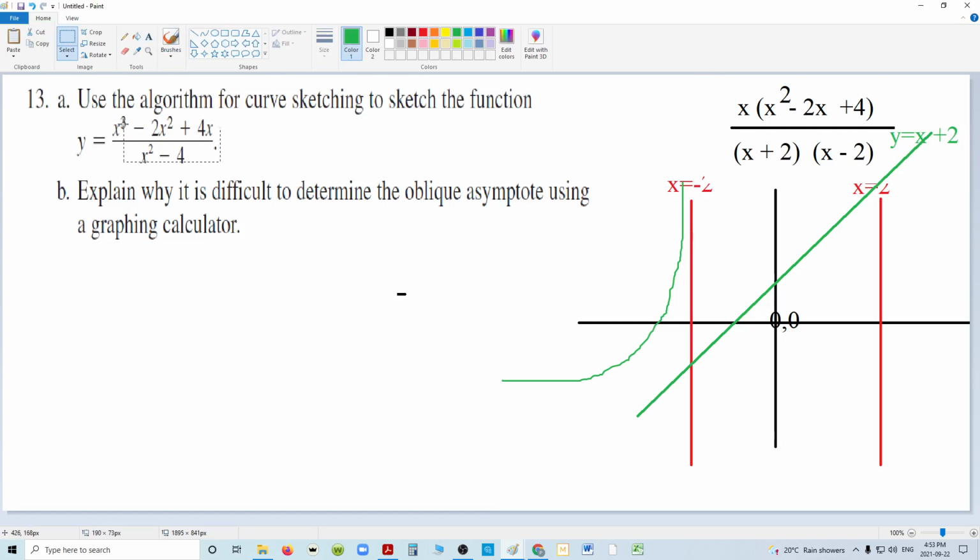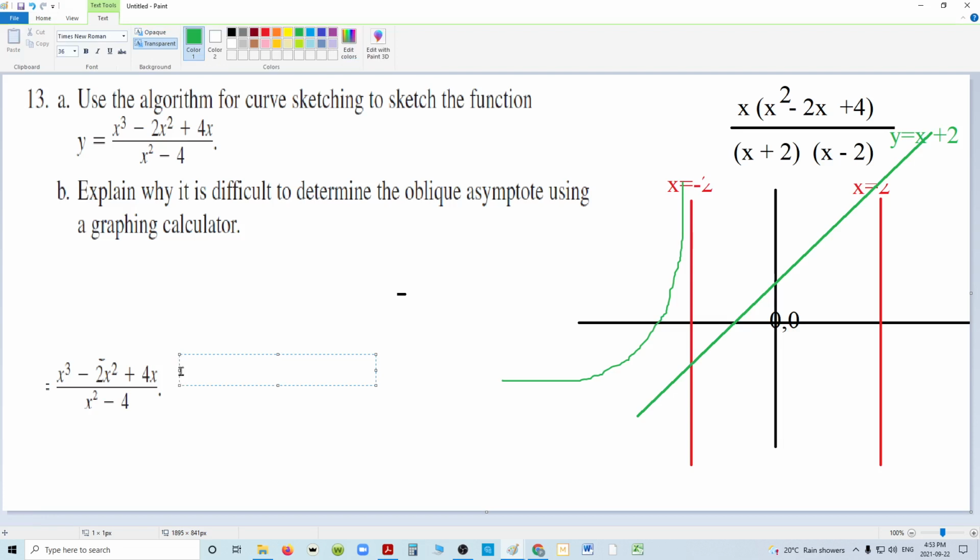You will also want to see if this ever equals, so you take the original one, ever equals your asymptote. In other words, does it ever cross it? When I bring the other one up, I get x cubed, or x squared minus 4 times x plus 4.